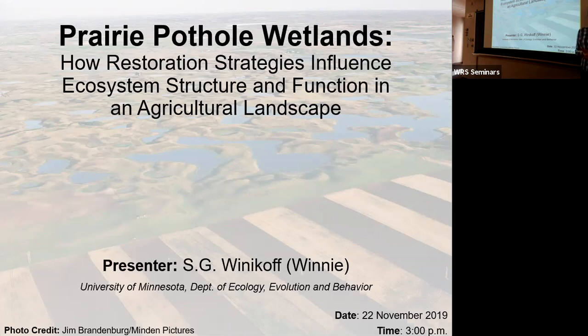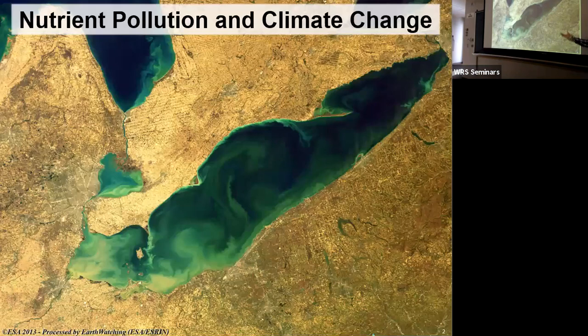Thanks. It's really nice to be able to share this research with some folks. Like we've already established, I'm looking at Prairie Pothole wetlands. These are little depressional basins in intensively cultivated landscapes. We're looking at two different restoration strategies and how those two strategies influence ecosystem structure and function in these basins. Now, you might think that this story starts in these little wetlands, but it actually starts in the larger lakes and rivers that end up receiving the nutrients that are bypassing these little wetland basins. So this is an image of Lake Erie.